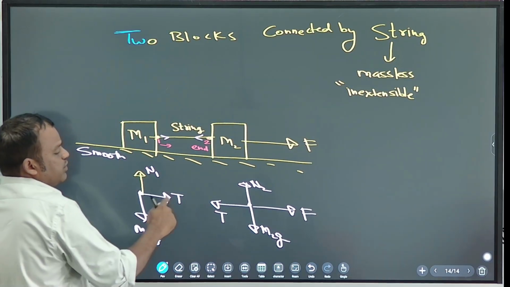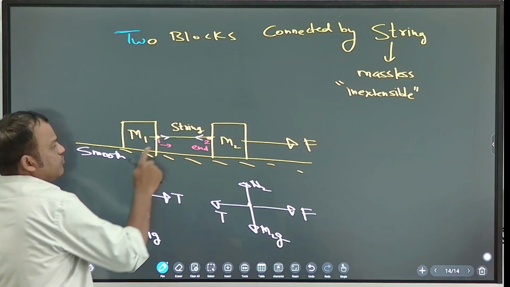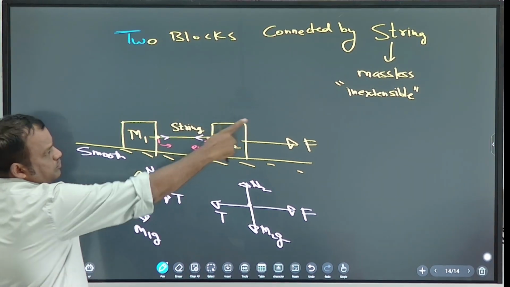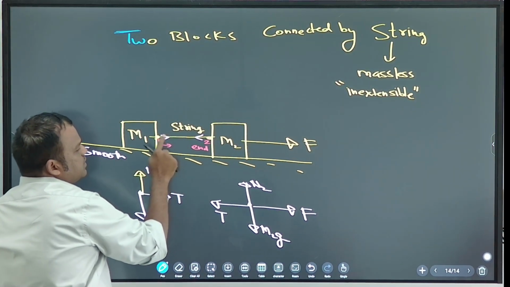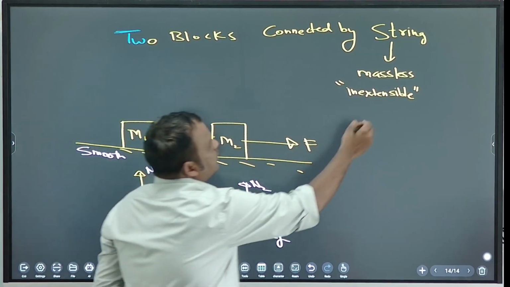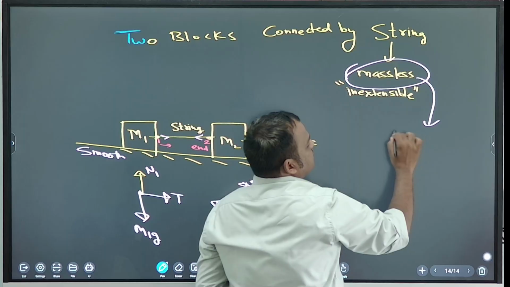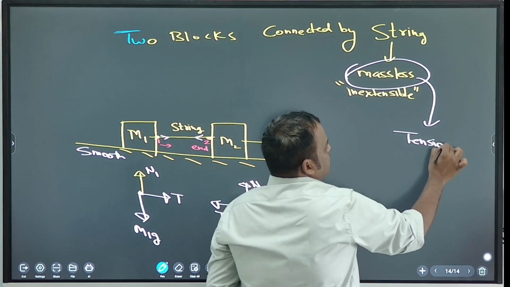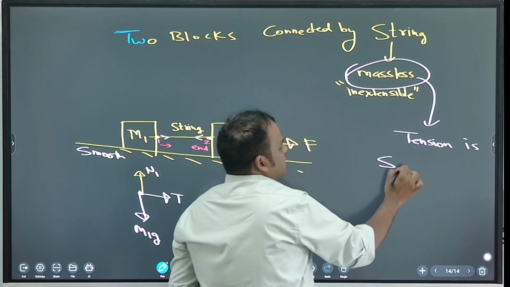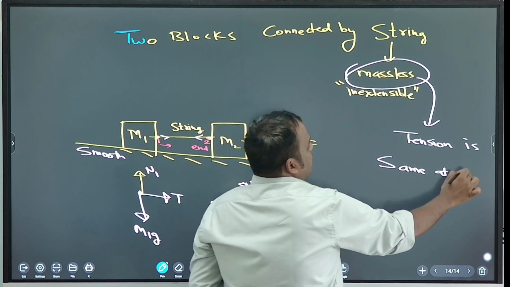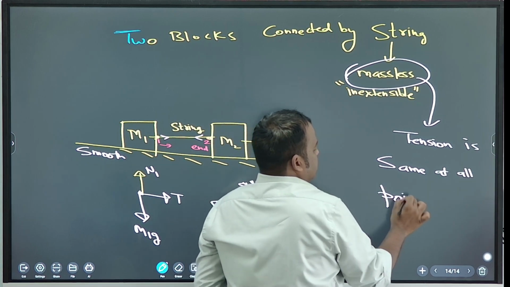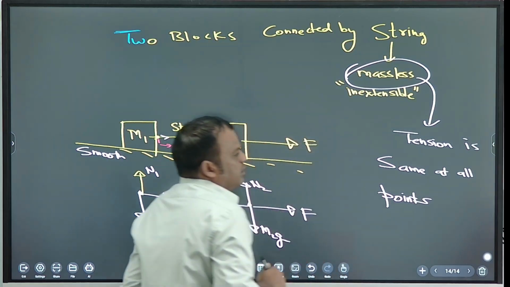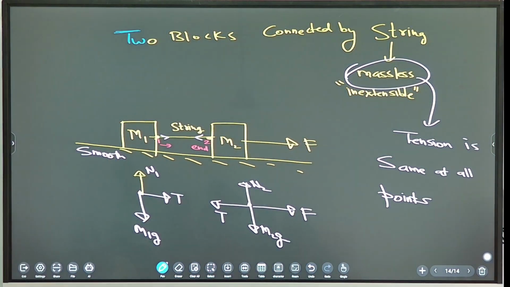Why both tensions are equal? Because string is massless. String is massless, so tension is same everywhere. Okay, note down. Here you write down. Massless means tension is same. Tension is same at all points.